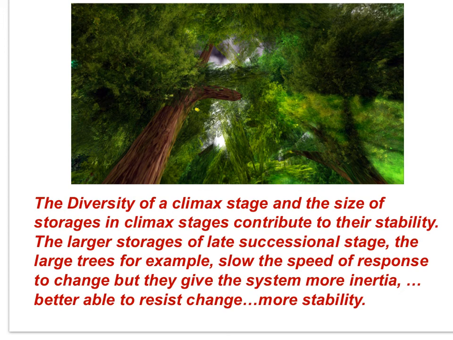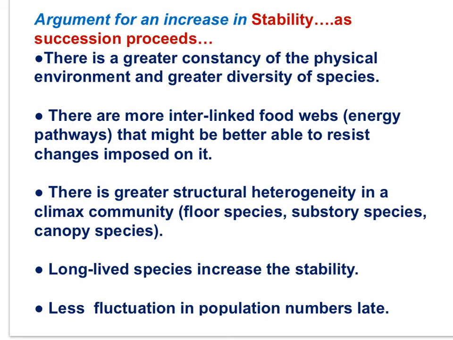The larger storages of late successional stages, the large trees, for example, slow the speed of response to change, but they give the system more inertia, better able to resist change, providing greater stability. The argument for an increase in stability as succession proceeds goes as follows. There's a greater constancy of the physical environment and greater diversity of species. There are more interlinked food webs that might be better able to resist changes imposed on them. There is greater structural heterogeneity in the climax community. We have long-lived species, and there's less fluctuation in the population late in succession.